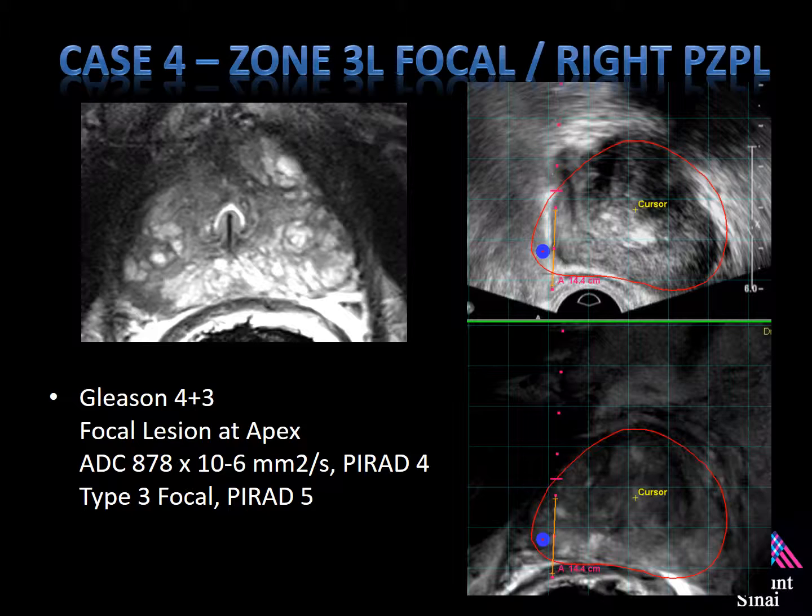This area was biopsied using an MR ultrasound fusion guided biopsy, found to have Gleason 4+3 prostate cancer at the apex. Looking at the findings, the ADC value was less than 900. We gave that a PIRADS 4, but he had type 3 focal enhancement, which was PIRADS version 1. We gave that a 5.